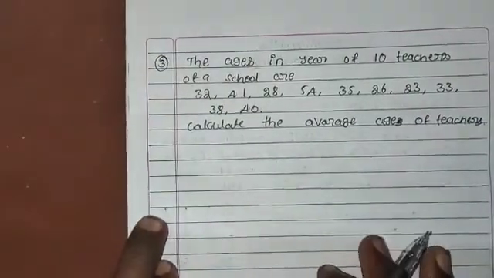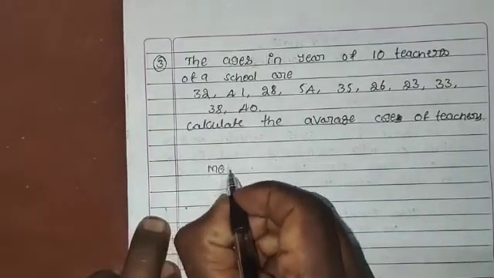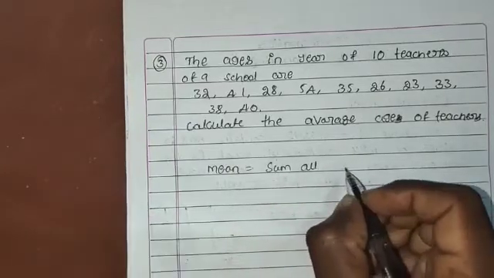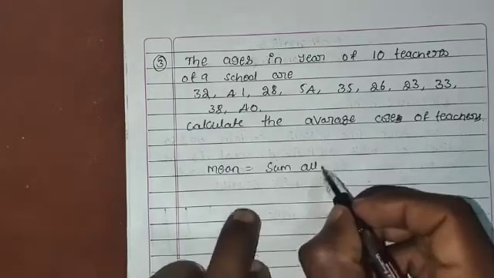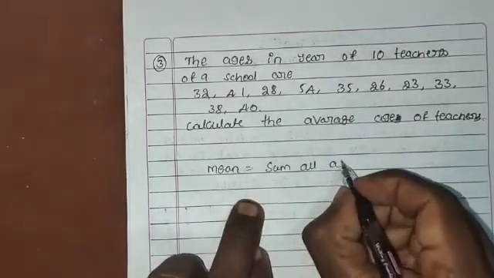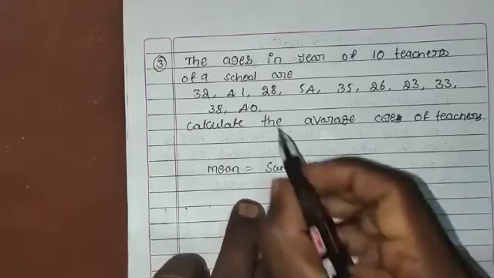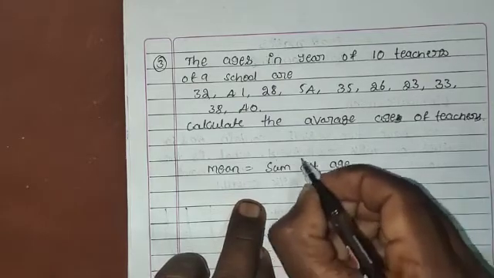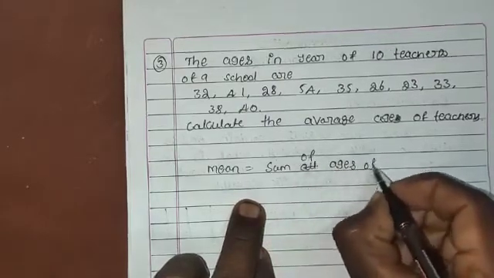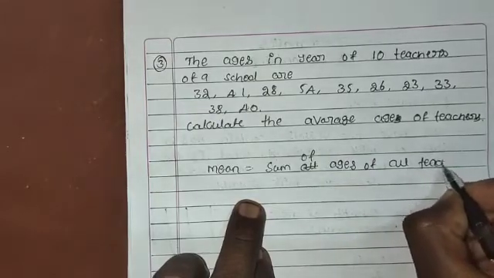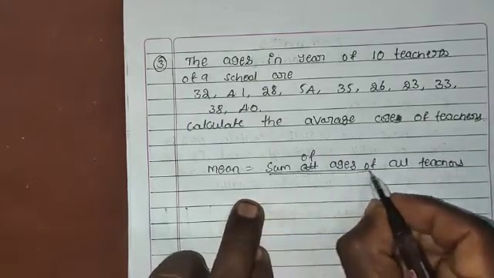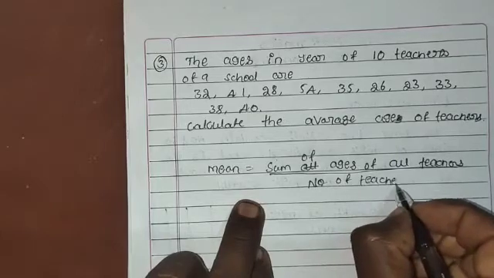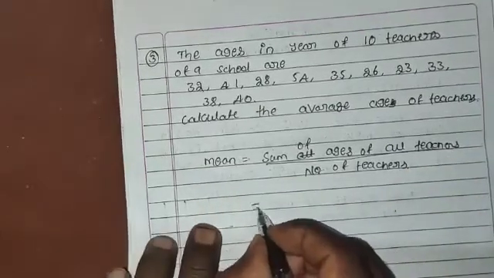Okay, which means we have to find out the average, the mean. We know that mean is equal to the sum of all scores divided by the number of scores. Instead of scores we can write the ages: the sum of ages of all teachers divided by the number of teachers. This gives the average age of all the teachers.